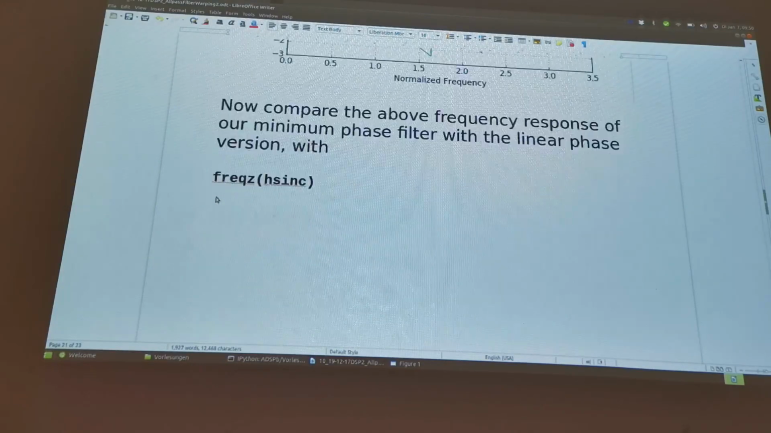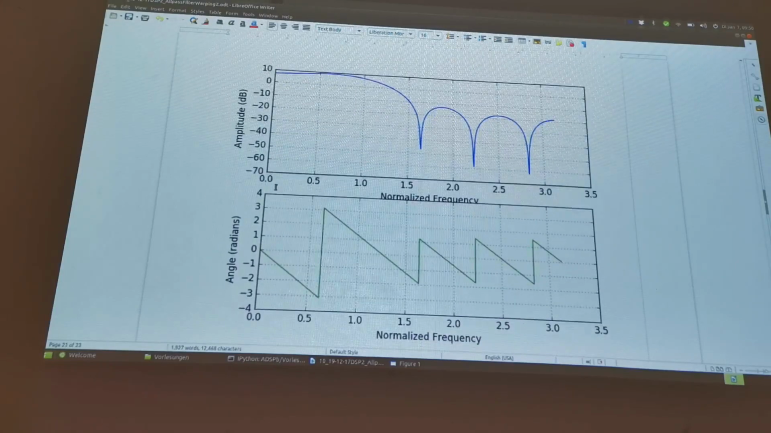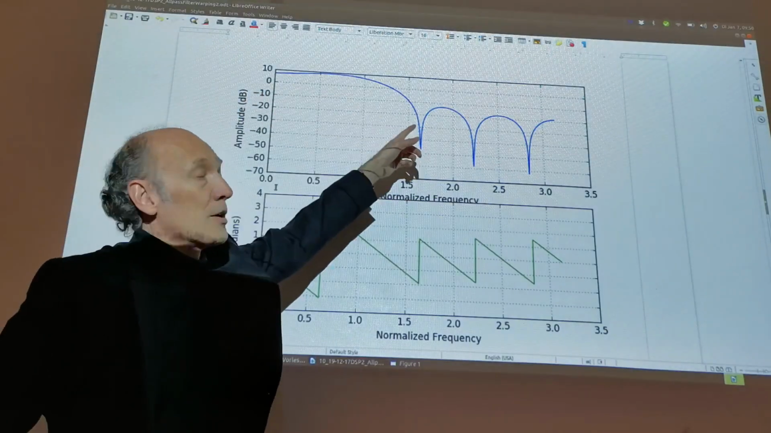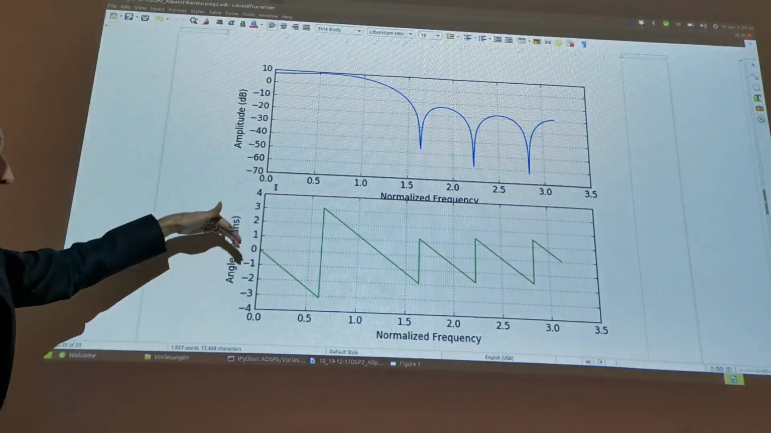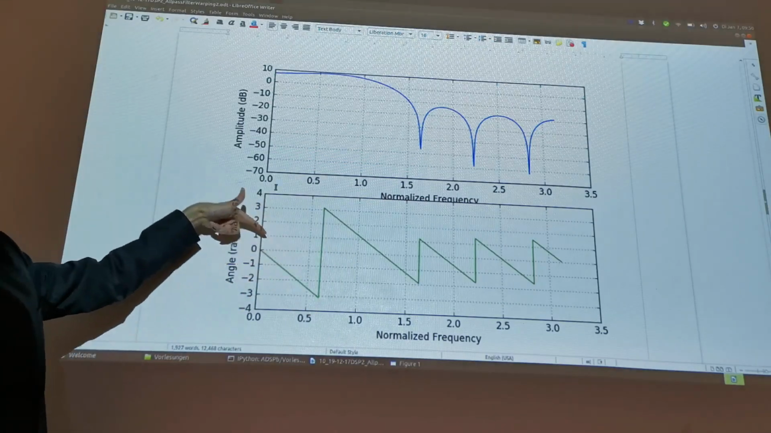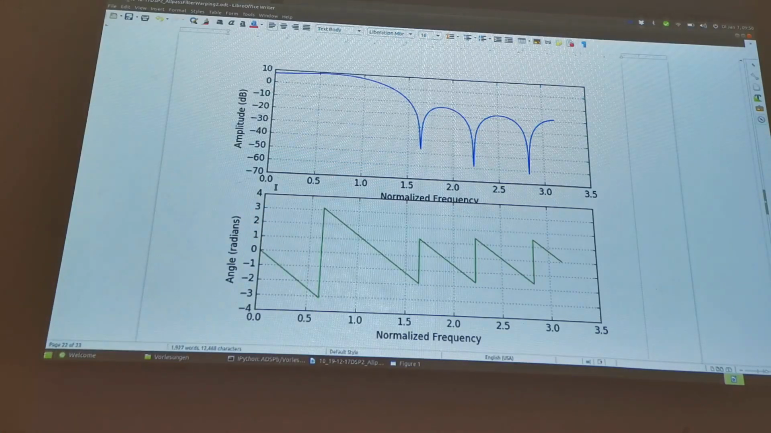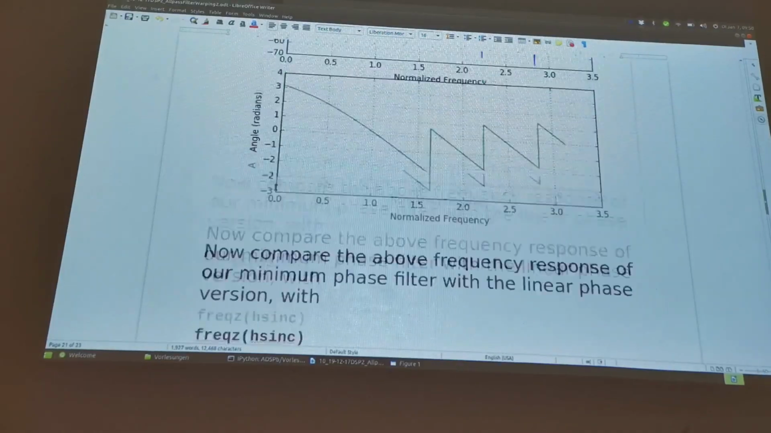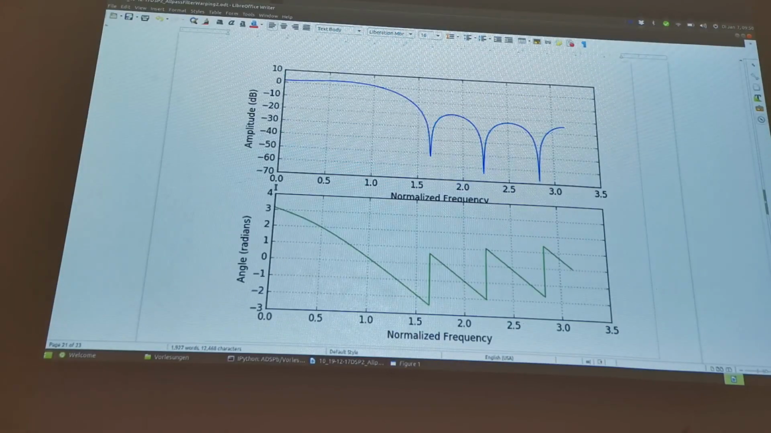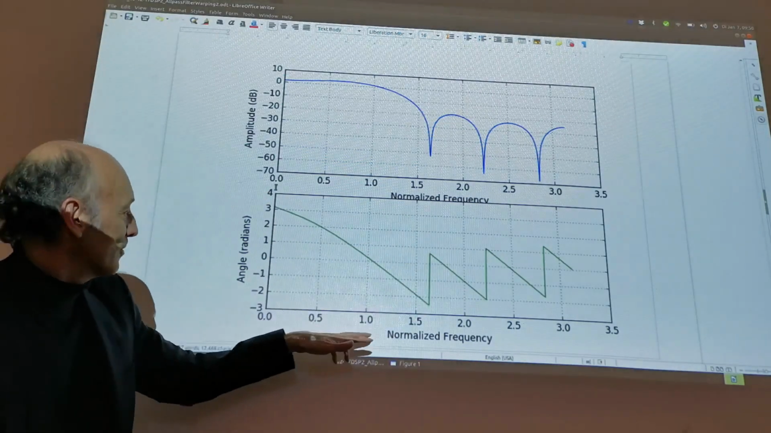And now we compare it with the linear phase version. So here I'm now using frequency response of H sinc. And this is what we get. So here we can see that the magnitude is actually exactly the same. But the phase is now much different. So the phase is really straight, and it also is much more steep when you look at it, right? It has a much steeper shape. So going back to our minimum phase version, here it took much longer time before it reached the wraparound point at pi, or roughly pi.